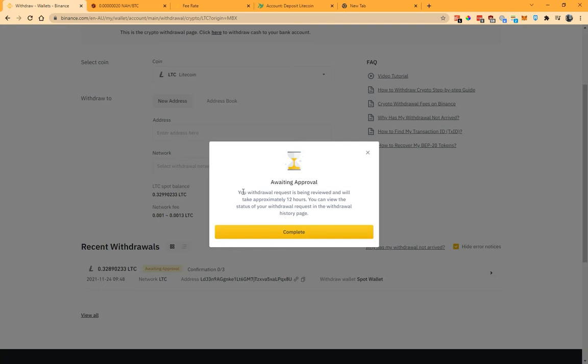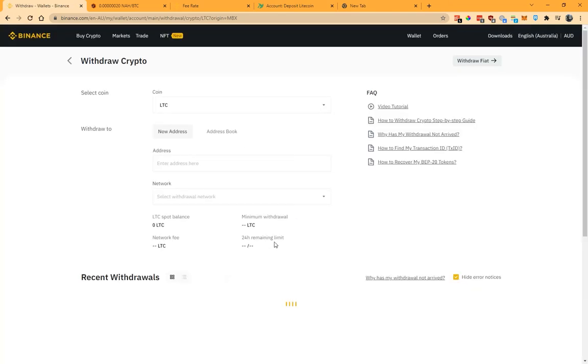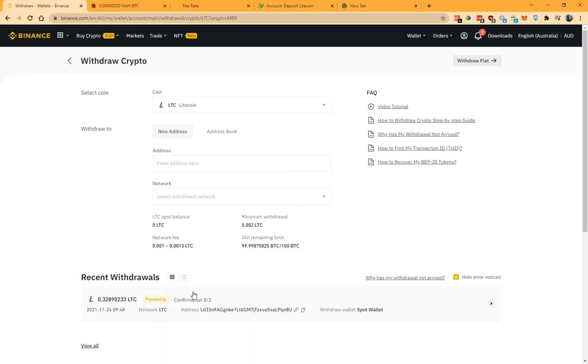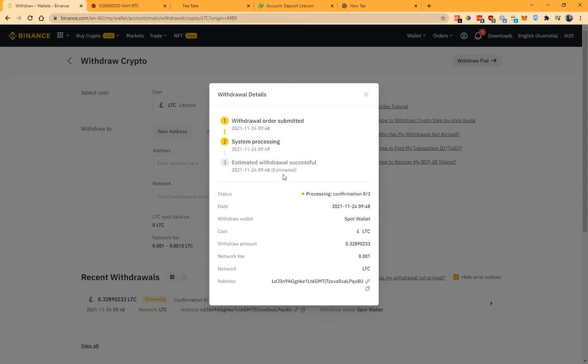So, okay. Your withdrawal request is being reviewed and will take approximately 12 hours. You can view the status of the withdrawal request in the withdrawal history page. I doubt that. Usually these happen within a couple of minutes. It all comes down to the confirmations. I'm not going to go into how technical that will get, but essentially here we can see the system processing, and we can see the confirmation processing here. So when this gets completed, you'll know that it's in the other wallet.